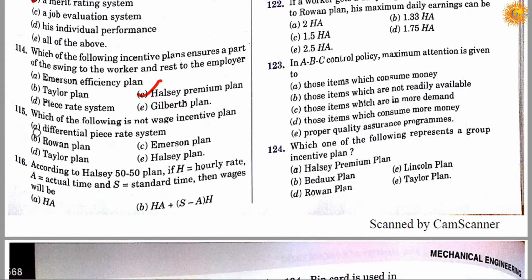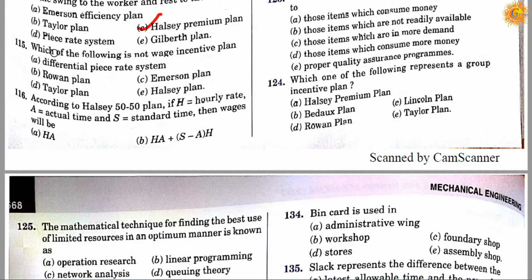Okay. Question number 115. Which of the following is not a wage incentive plan? Option A is the differential piece rate system, option B is the Rowan plan, option C is the Emerson plan, option D is the Taylor plan, option E is the Halsey plan. So the correct answer is D. The Taylor plan is not a wage incentive plan.